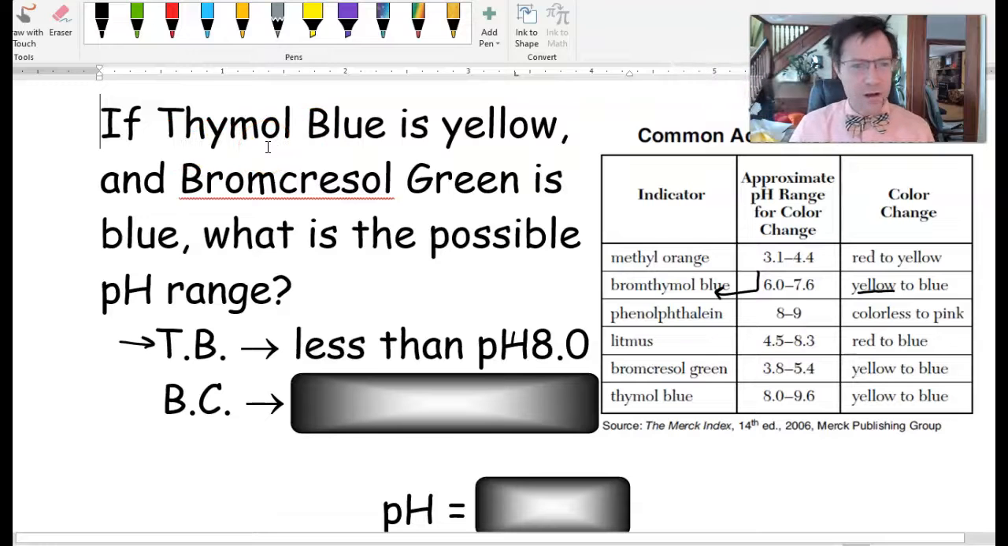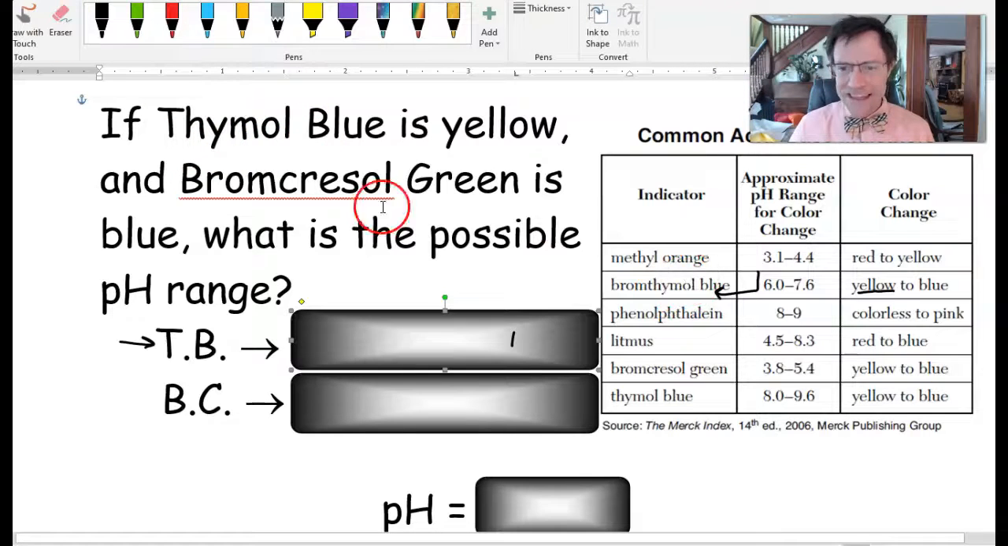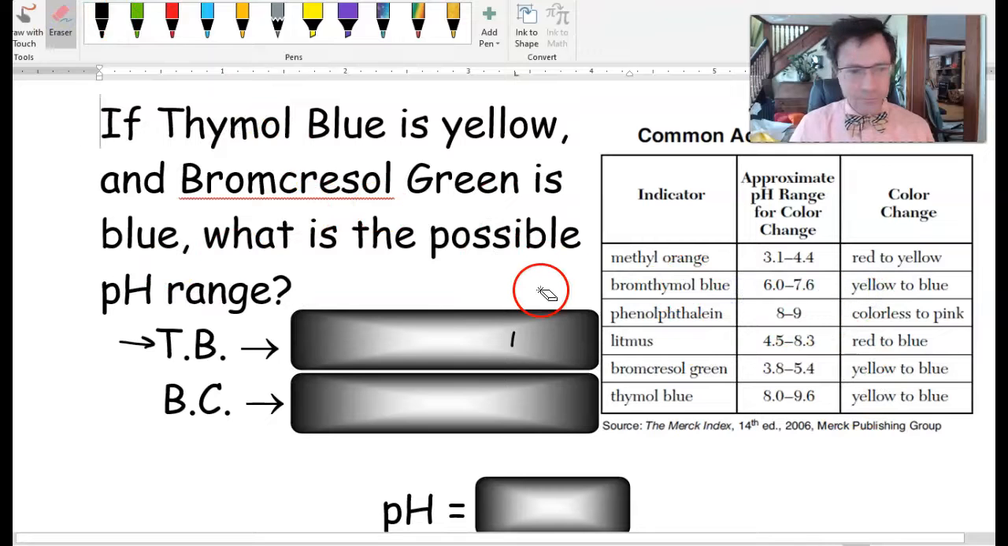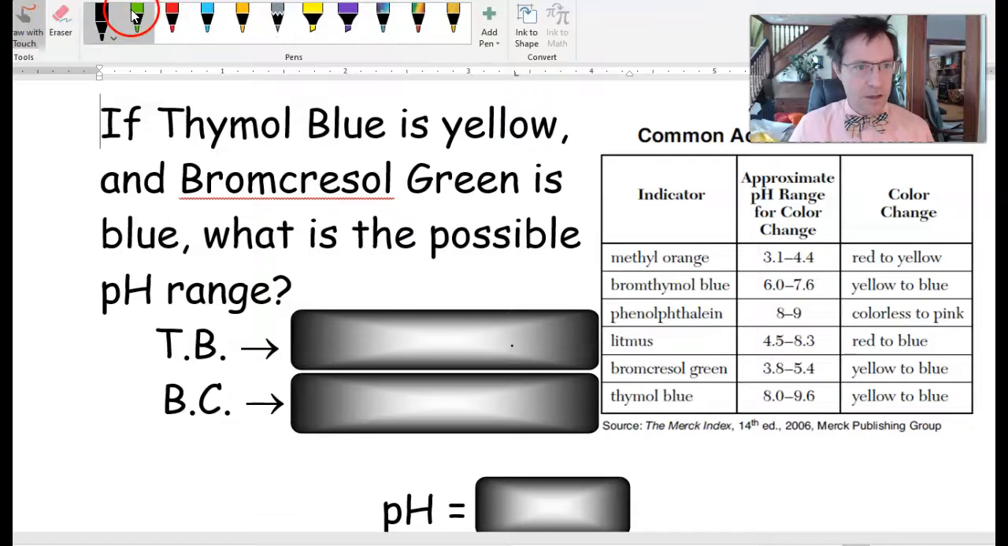I chose the wrong one. I'm a moron. Hey guys, I totally messed up. I feel silly now. That's okay, I'm gonna get right over it. Everybody makes mistakes. Thymol blue. Not bromethymol blue, thymol blue.